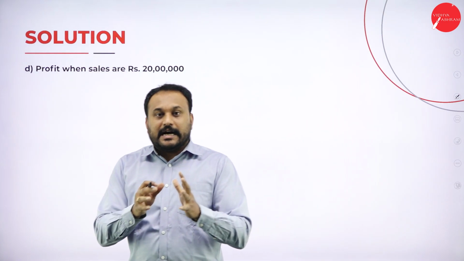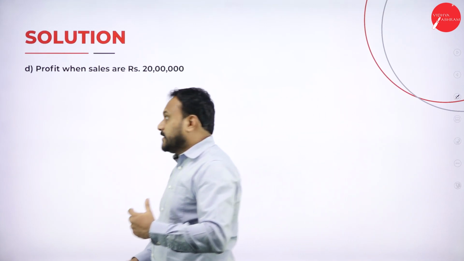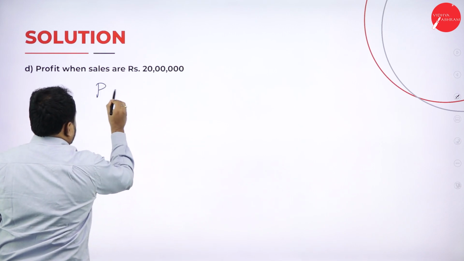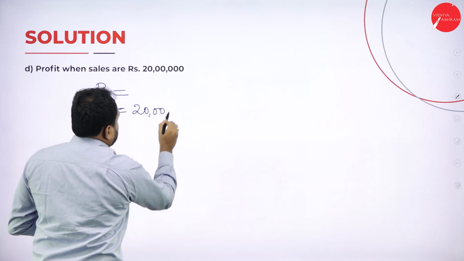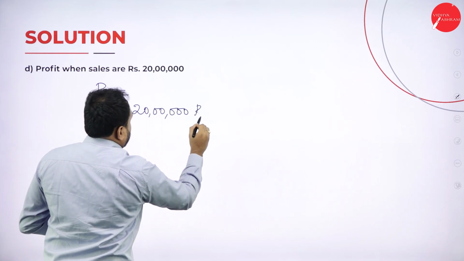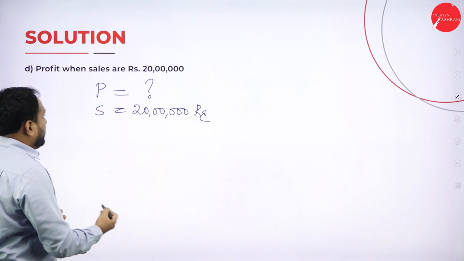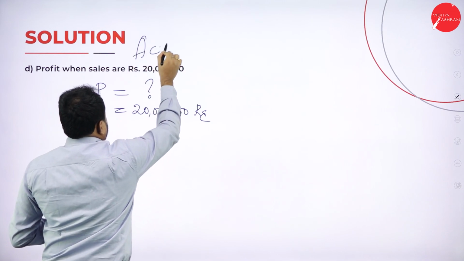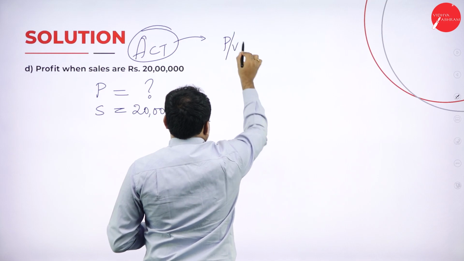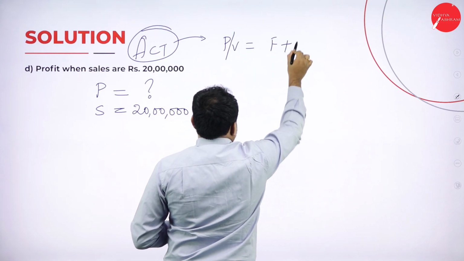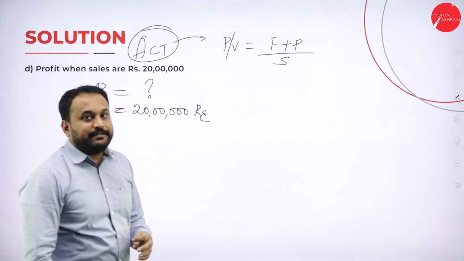Now the question they are asking is, profit when sales are 20 lakhs. So how to understand this question? Profit when sales are 20 lakh rupees. That means we need to find what is our profit. How to find this? That is ACT, Abhilash Chandra tricks. What exactly is it? PV is equal to F plus P divided by S.